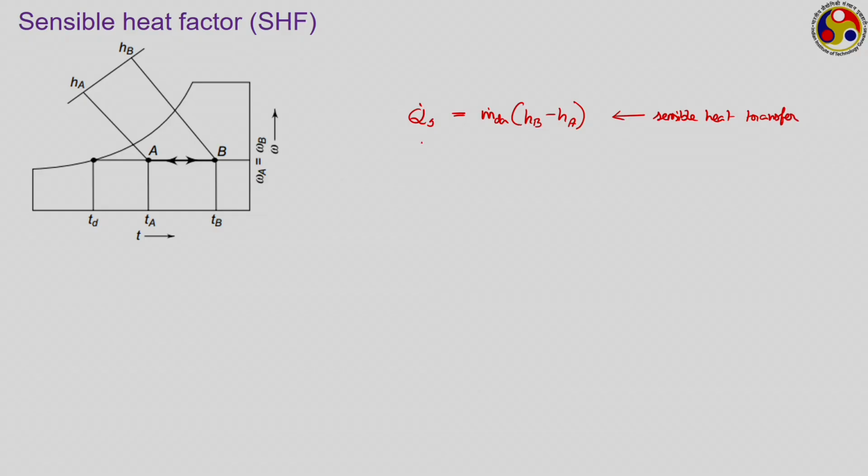Because the moisture contents remain the same, we know in this case omega B remains equal to omega A. There is no change in the moisture content, that is why it is purely sensible heat transfer, and that is why we are using this subscript Q dot S. The expression for this we can easily identify by putting in the values for enthalpy.